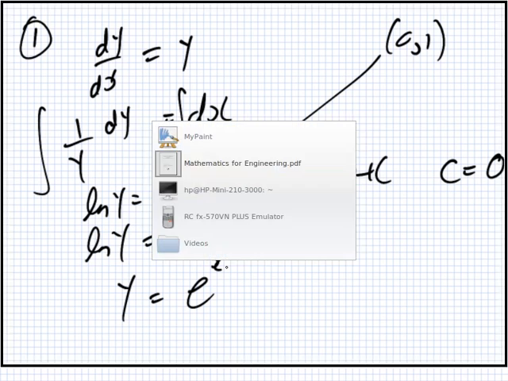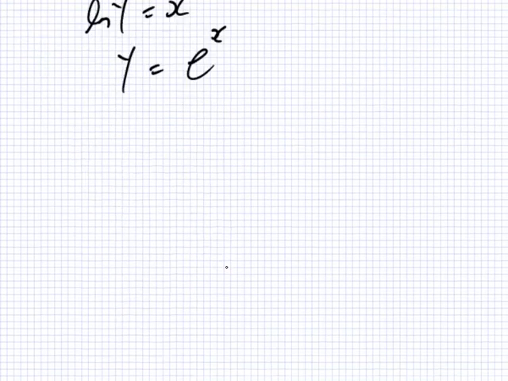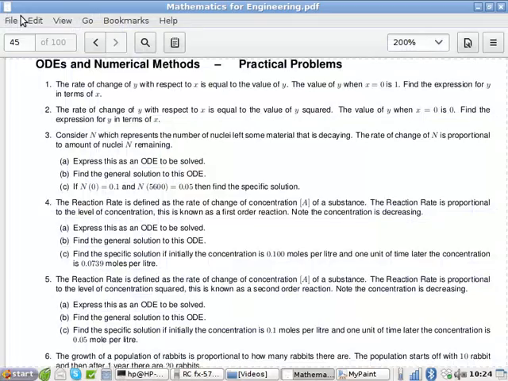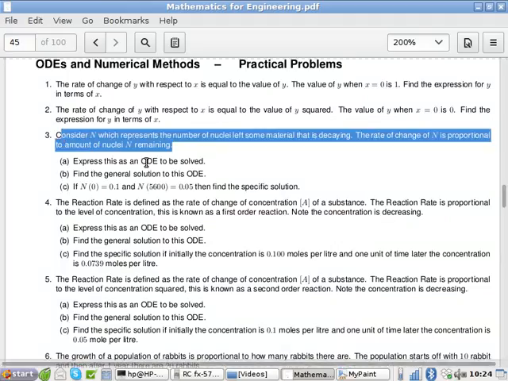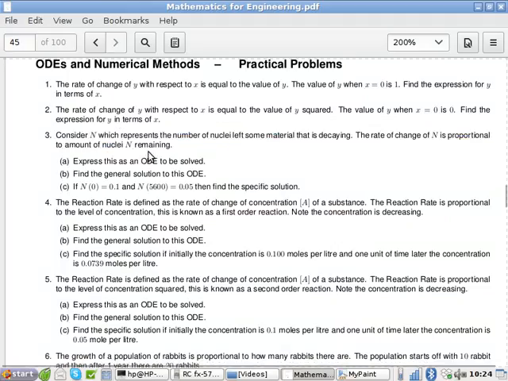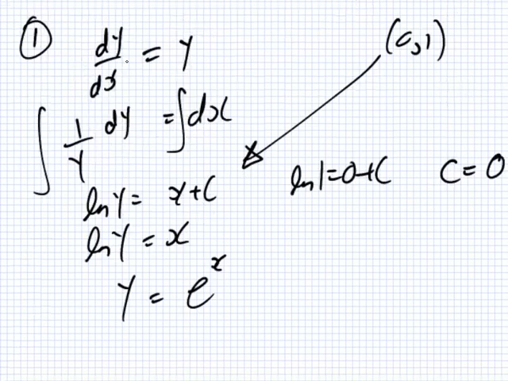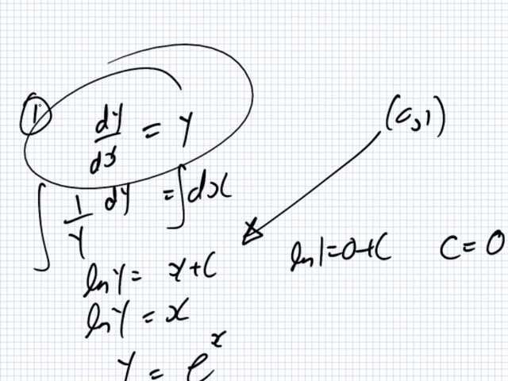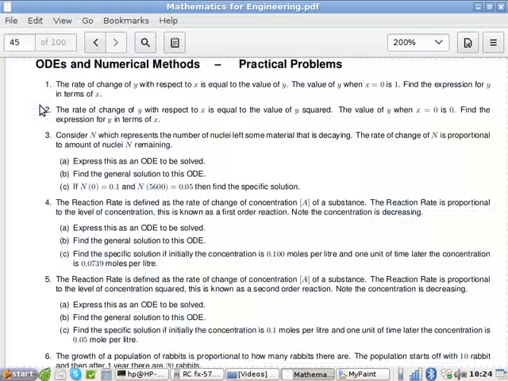Let's have a look at a more interesting one, number three. What I want you to do is just to write the ODE. Don't solve it, just try to write the equation. I want you to read this and try to make the equation. You understand? Okay, see what you can write, and then I'll do it on the board. Write the ODE means all I want you to do is to make this. Don't solve it yet.